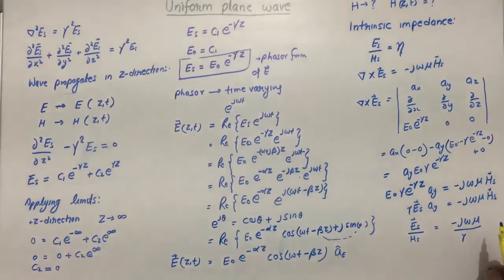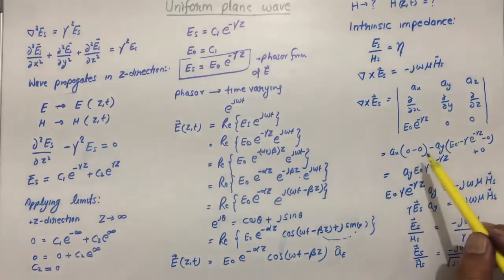And from here, from the previous study, we know gamma can be written as j omega mu sigma plus j omega epsilon. If I am right, this is the correct form of gamma. I think there is some mistake in the sign. So the sign starts from here.